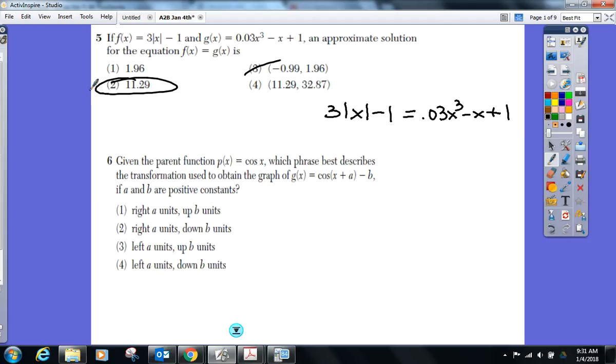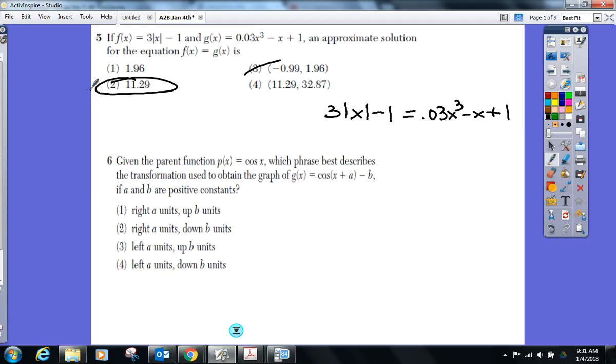All right, can we go? We're going to go a little quicker now. Everyone all right on 5? Solve for X. None of the X values were there, so I had to change my window on the calculator.